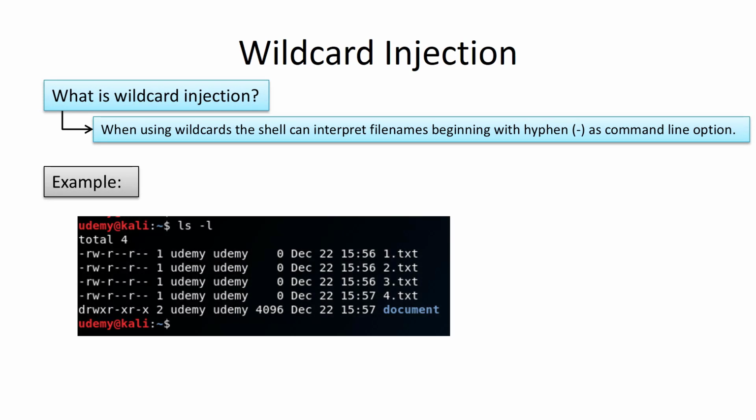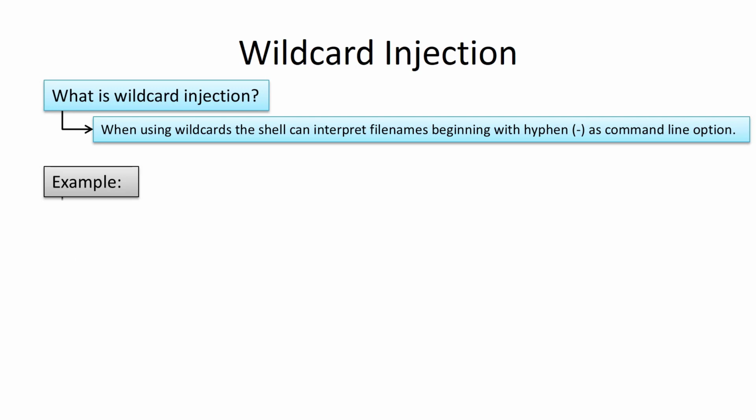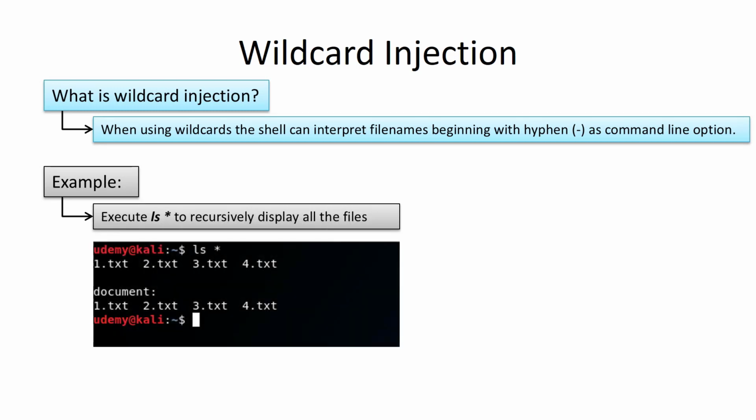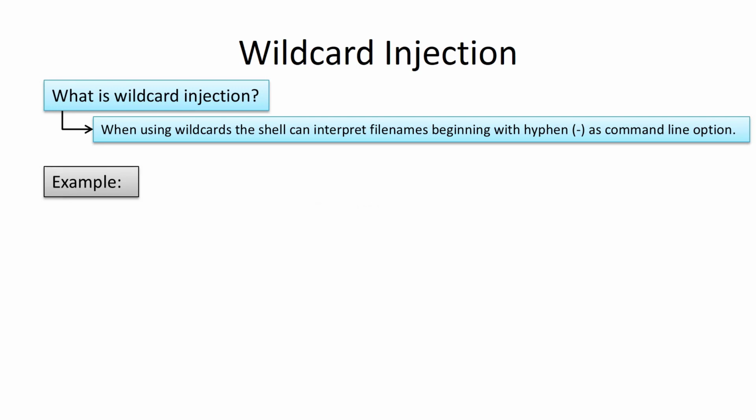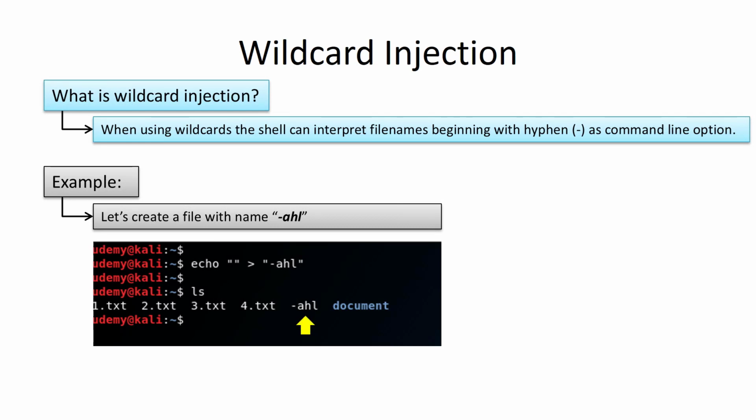On the picture you can see that we have 4 text files in one folder. Now let's execute ls command with asterisk wildcard to recursively display all the files. We can see the document folder contains some files. Everything looks okay for now. Now I'm going to create a file with the name -ahl. These options are used with the ls command to display hidden files and file attributes. You can see that new file is well displayed after single ls command is executed. And here everything looks okay for now.